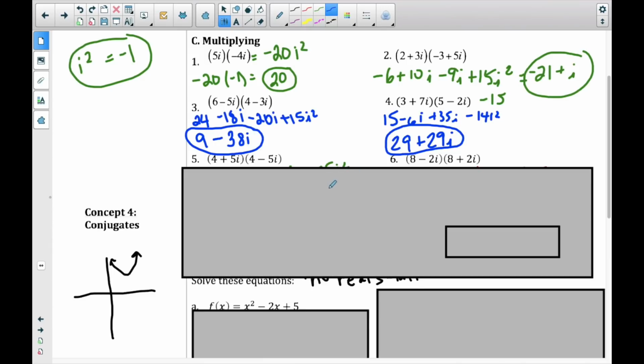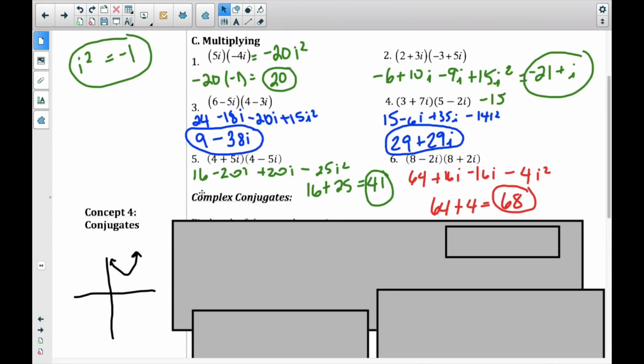These next two examples are going to be a little bit different. If you look at them, they should look a lot like what we've been doing with perfect squares. And it's going to work a similar way, because when we multiply these, those middle two terms are going to drop off. And so when we multiply, we get 16 minus 20i plus 20i. Well, the minus 20i and the plus 20i are going to drop off. And then we have minus 25i squared. So these two middle terms drop off, and we really have 16 plus 25. And 16 plus 25 is 41.